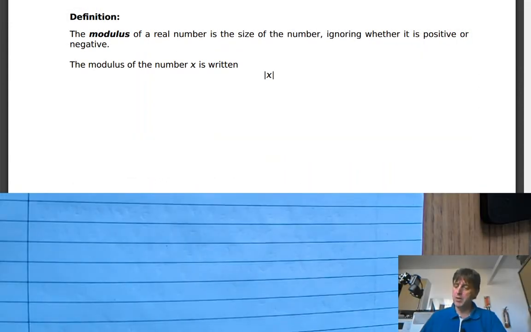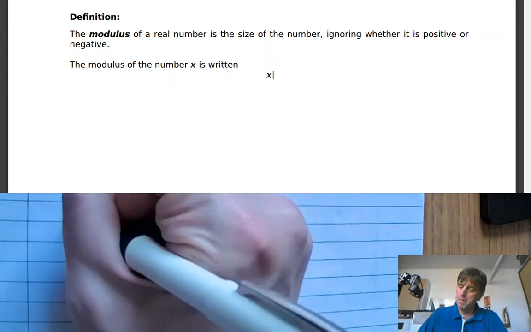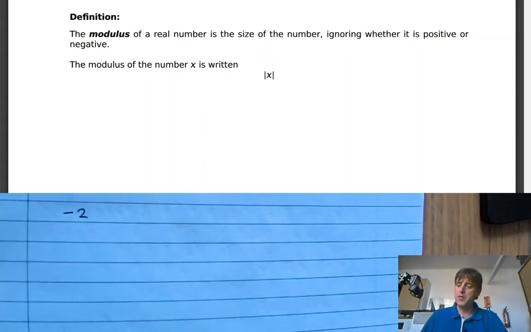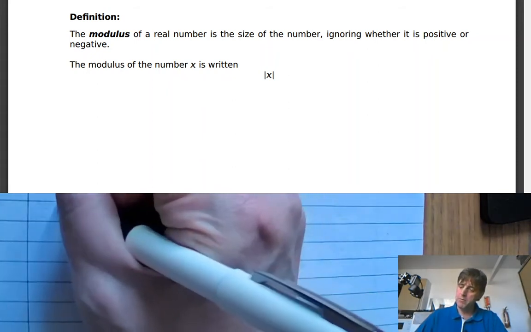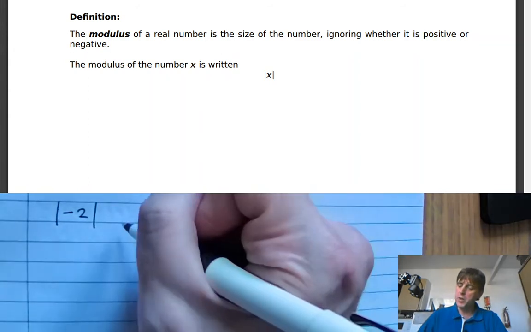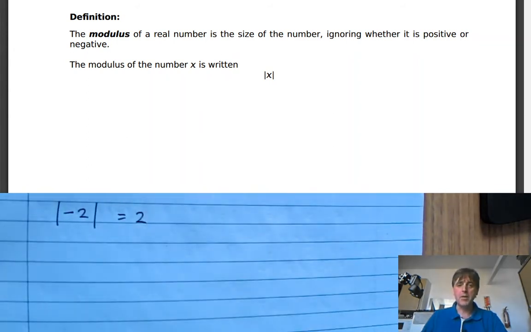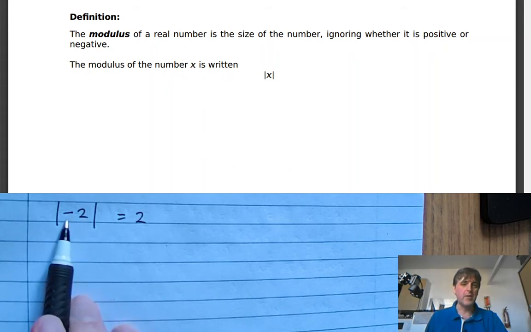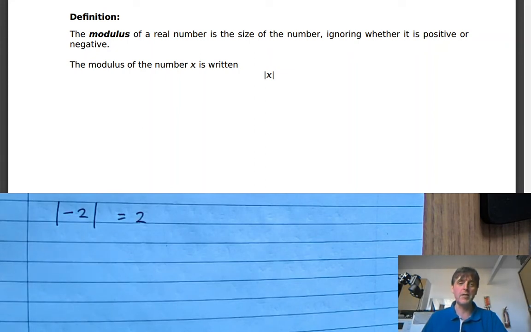If we had, for example, the number -2, then the modulus of that number, where we write these vertical lines about it, would be 2. The reason is that it has a size of 2, but we just ignore the fact that it's a negative number. So the modulus of -2 is 2.